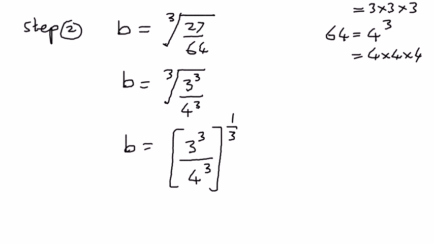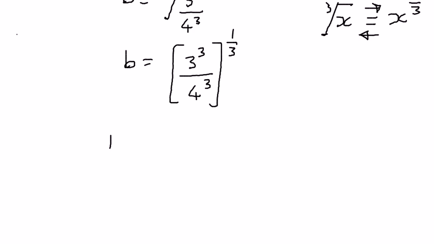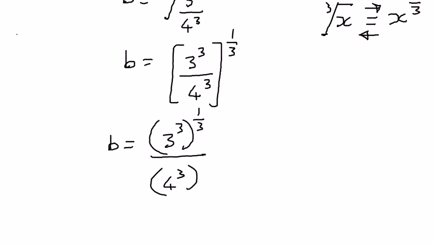If I have the cube root of x, I can express this radical term as an exponent, x to the power of 1 over 3. I can always write a radical in terms of an exponent, and I can always express an exponent as a radical. So these are reversible. Therefore, I can simplify this as follows. The value of b is going to be equal to 3 to the power of 3 to the power of 1 over 3, divided by 4 to the power of 3 to the power of 1 over 3.